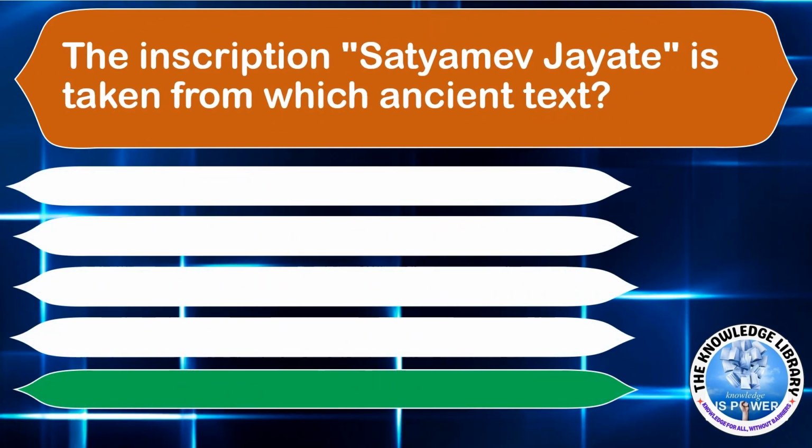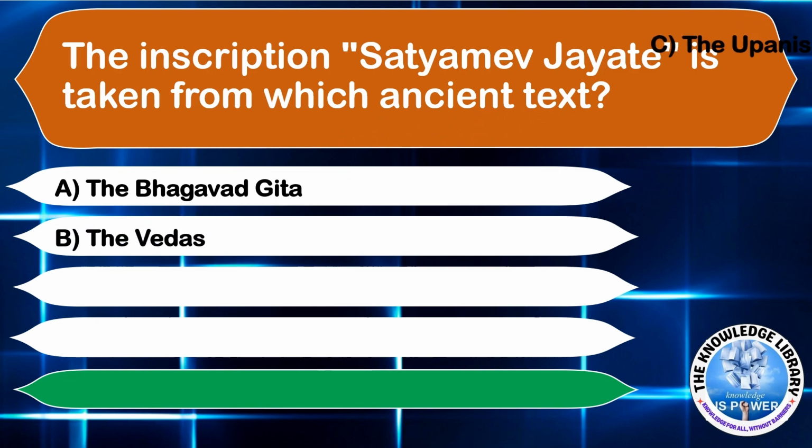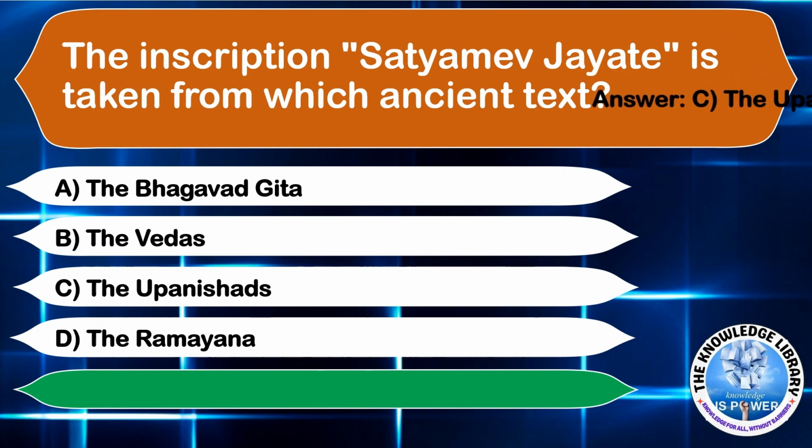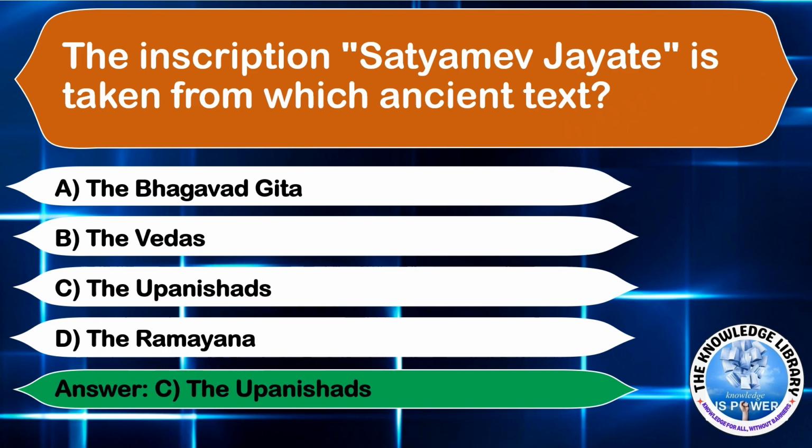The inscription Satyamev Jayate is taken from which ancient text? Option A, the Bhagavad Gita. Option B, the Vedas. Option C, the Upanishads. Option D, the Ramayana. The correct answer is option C, the Upanishads. Move on to the next question.